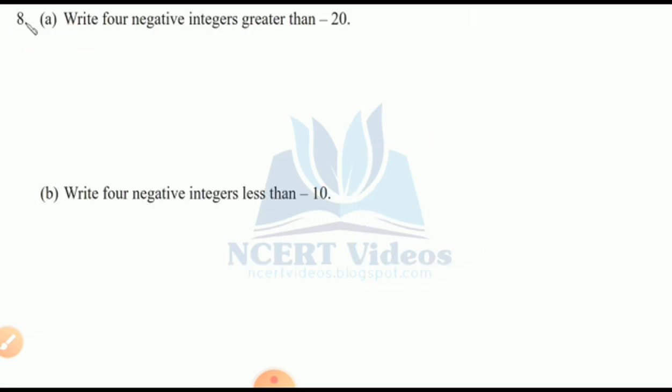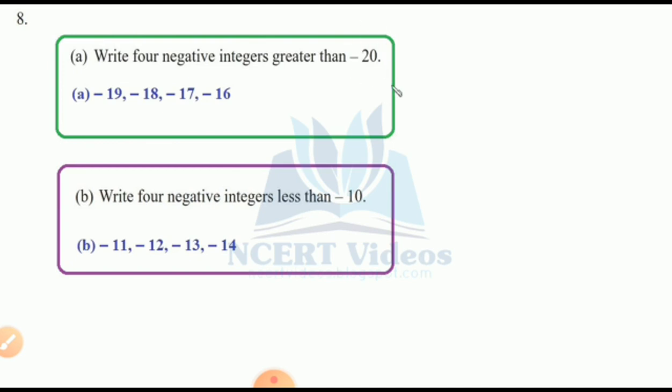Okay. So now look at question number 8. A. Write 4 negative integers greater than -20. Oh, very good question. Infinite. Greater than, कुछ भी लिख सकते बेटा. -19, -18, -17, -16, -10, -5, -4, -2, 0. It's also greater than.